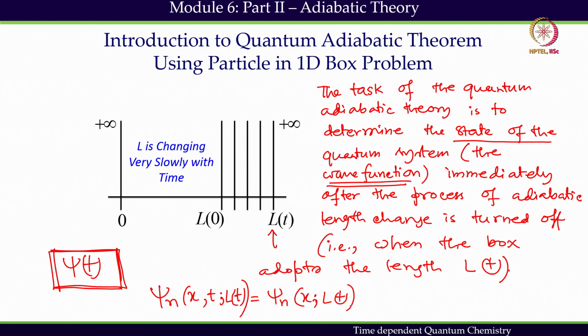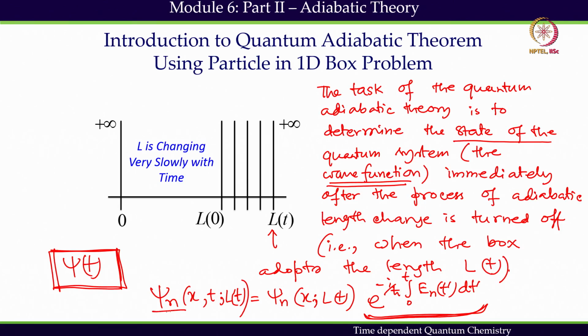So, it has accumulated some kind of phase, minus i by h cut, integral 0 to t, En(t') dt'. So, this much temporal phase it has already accumulated due to the adiabatic change.